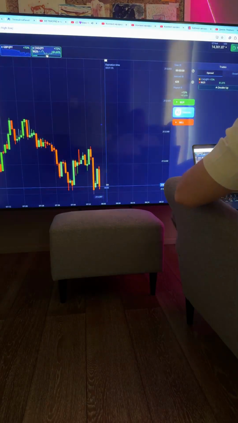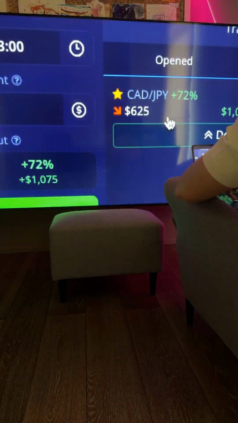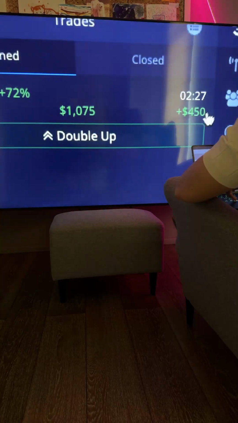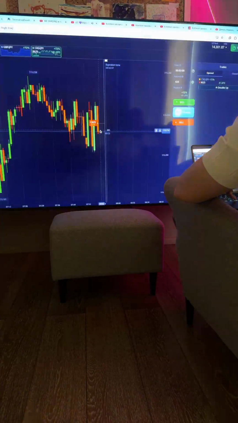We were just a little short. And on the currency pair Canadian dollar and Japanese yen, I took $625. If everything goes well, we'll make $450. We'll only make $100 in total. But that's still money, especially in such a tough market.